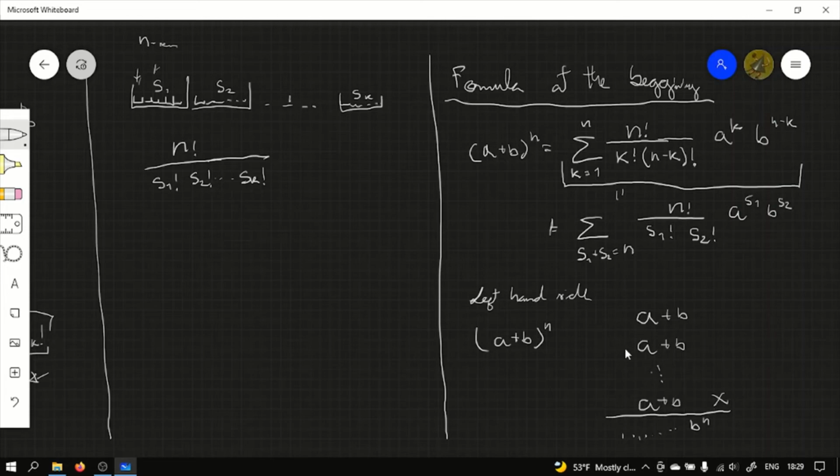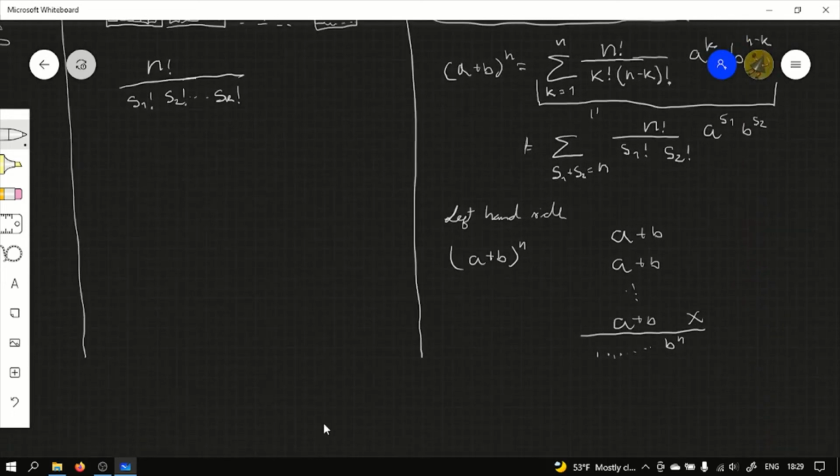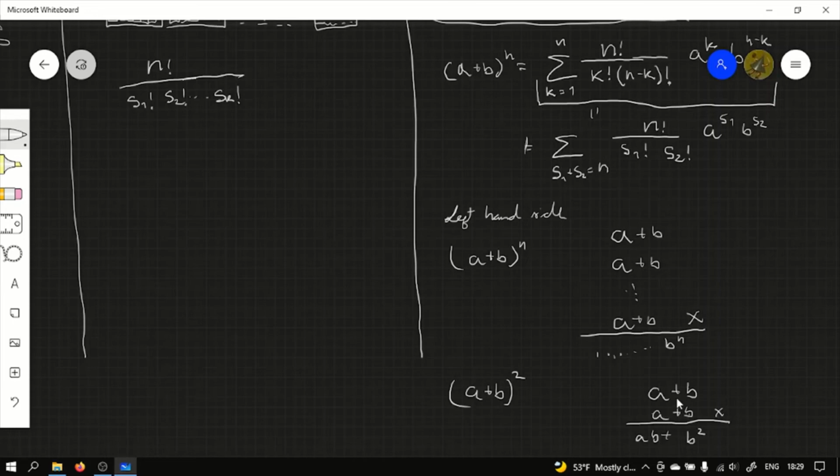But how many different combinations do we have? Maybe we go first with an example. Let's say we have (a + b)^2. (a + b)(a + b). We multiply b times b, b squared, b times a, a times b. So we finish with this one and with this one.